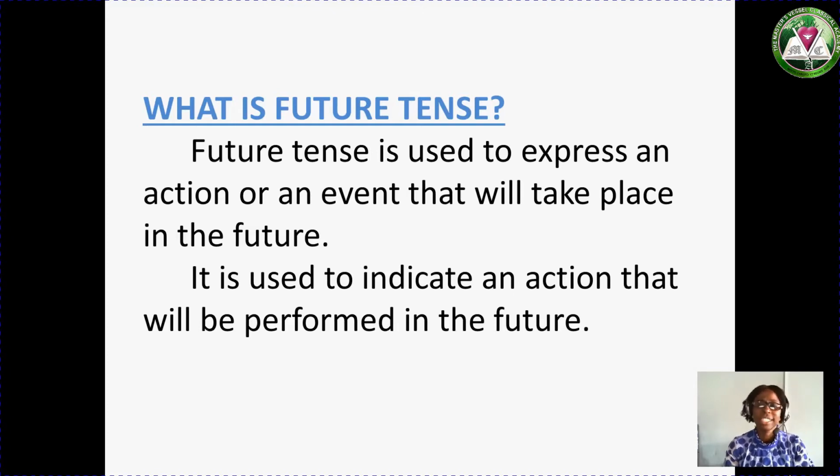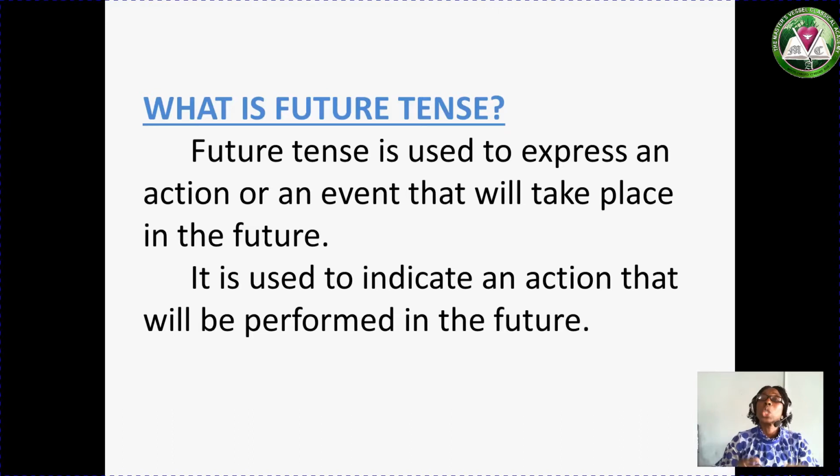Future tense is used to express an action or an event that will take place in the future. It is used to indicate an action that will be performed in the future. Now let's go back to the first thing that we said. Future tense is used to express an action or an event that will take place in the future.